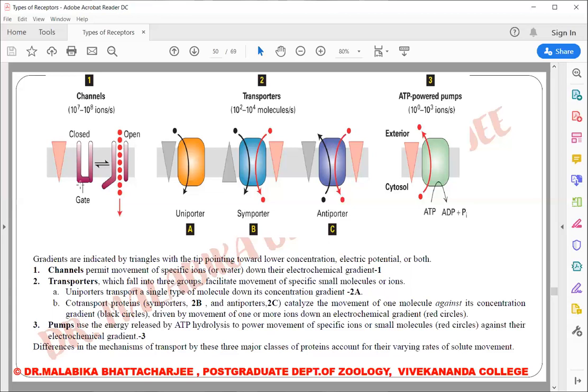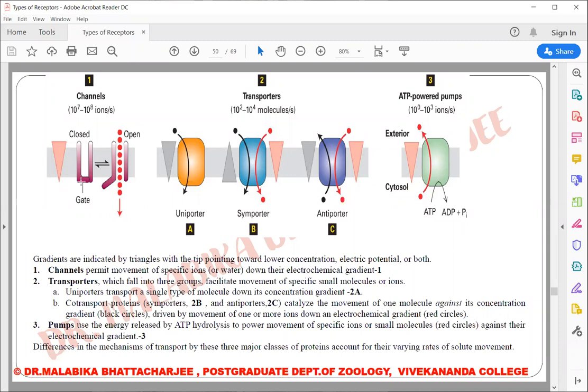Gated means this side is blocked. So even if the molecule wants, the molecule cannot come out. So depending on the opening and the closing of the gate, the molecule can come out. Because calcium, for example, the storehouse of calcium is the endoplasmic reticulum. And we do not always get a high amount of calcium present in the cell cytoplasm.